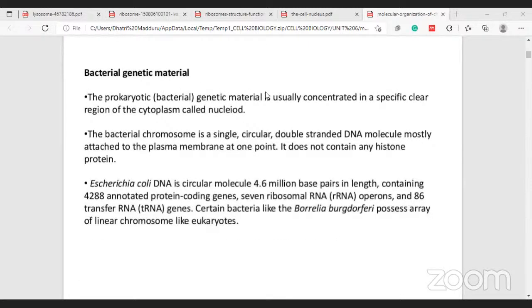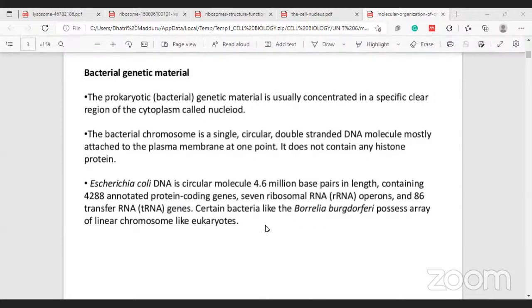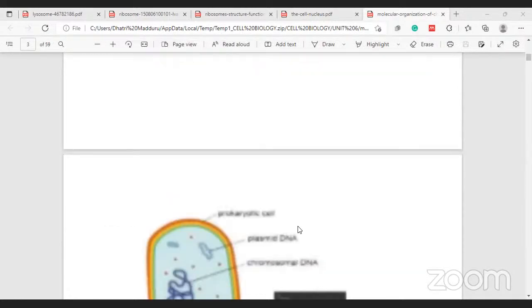And the bacterial genetic material is mainly present in the nucleoid in the cytoplasm. Nucleus won't be present here. And the chromosome is a single circular double-stranded DNA, which is attached to the plasma membrane. And histone proteins are absent here in bacteria. E. coli DNA is circular and has 4.6 million base pairs. It has 4,288 protein coding genes, then rRNA operons, 86 tRNA genes. It possesses everything within the nucleoid in the cytoplasm itself.